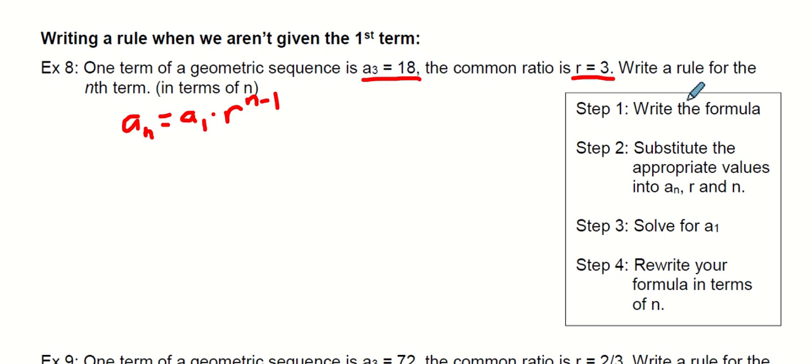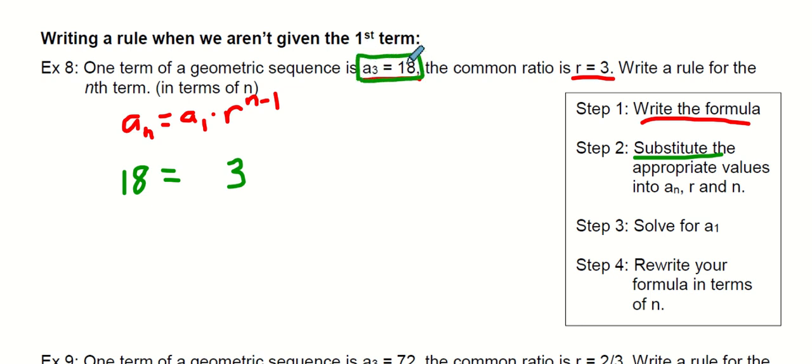But what we're going to do is, the first thing we did was write the formula, which we just did. And then the second thing you're going to do is plug in everything you know. So substitute the values. So we know R is 3, so I'm going to write 3 here. And then I know A3 is 18. So actually we're going to be doing A3 here. So I'm going to put 18 here. So we're using this to actually plug in the formula.